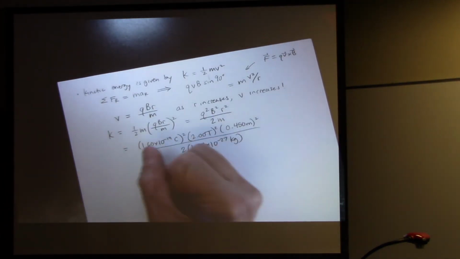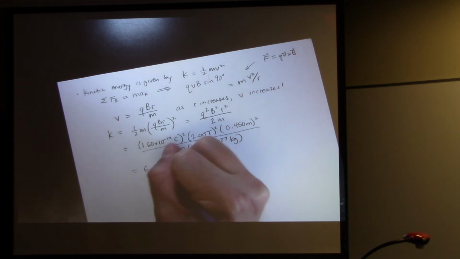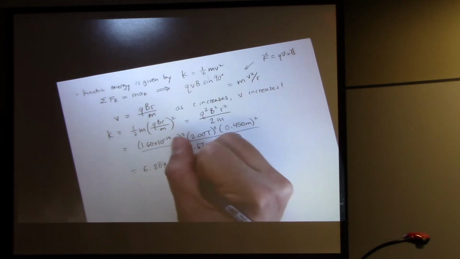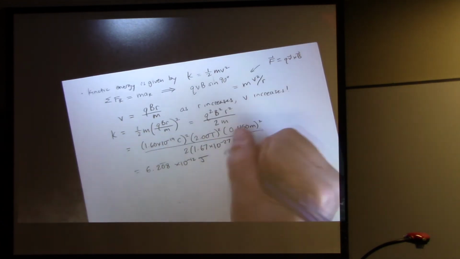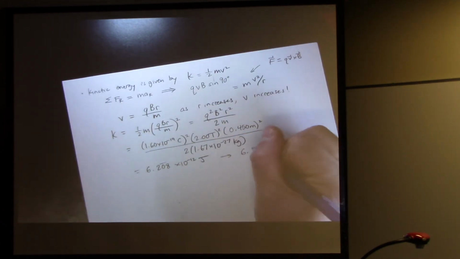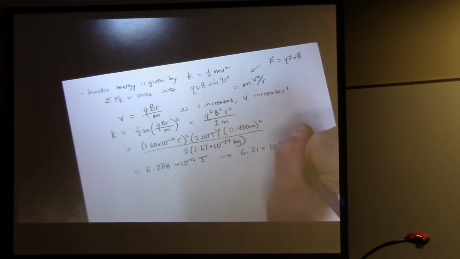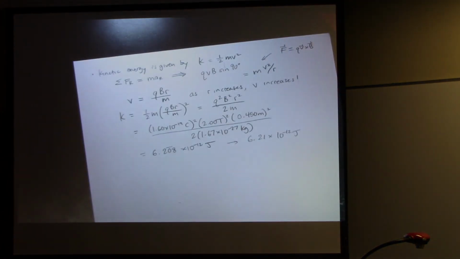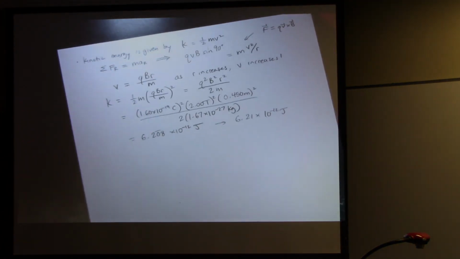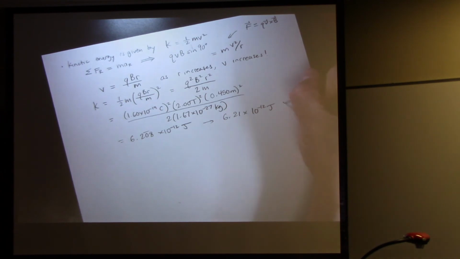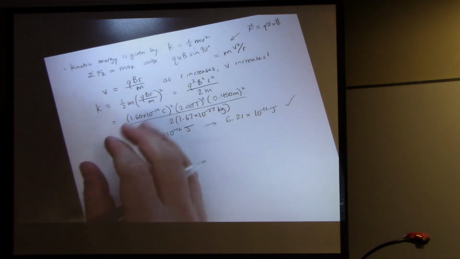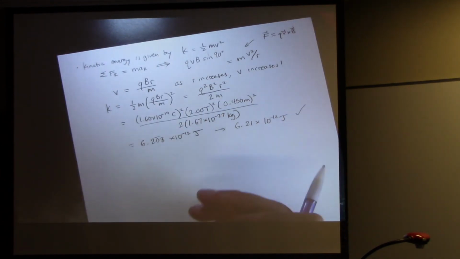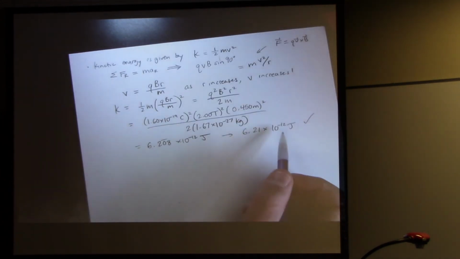And this gives us 6.208 times 10 to the minus 12 joules. And I guess we would round that to 6.21 times 10 to the minus 12 joules with 3 sig figs. Okay, so we answered that question. The next question is, how many times is it going to have to go through that gap in order to get to this energy?